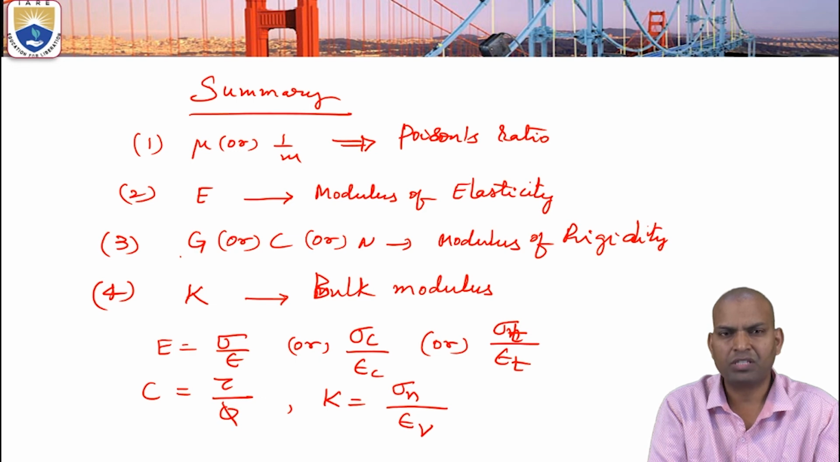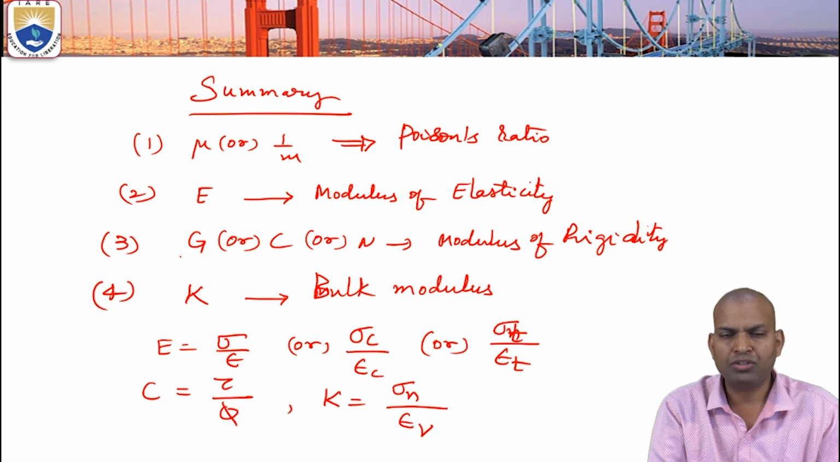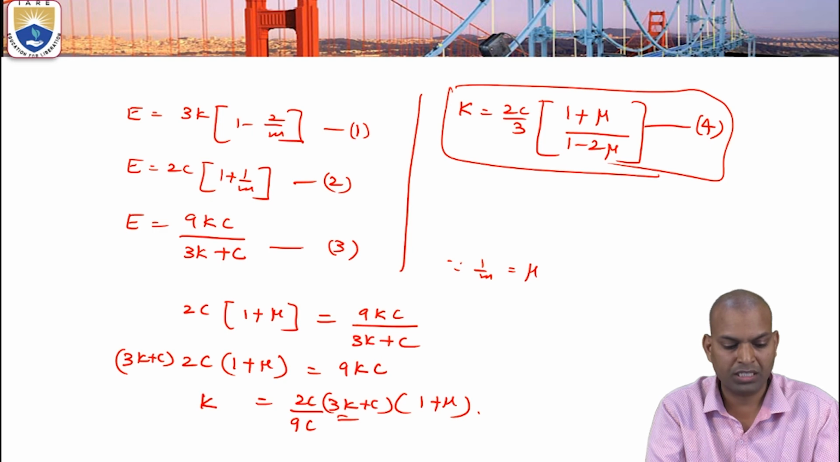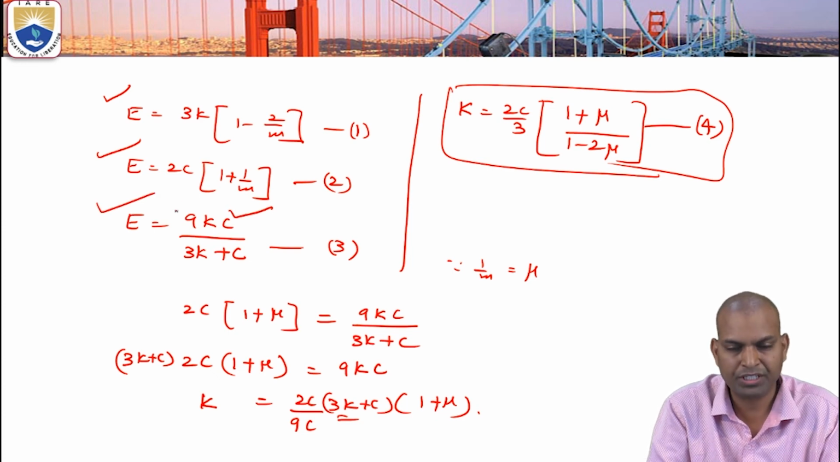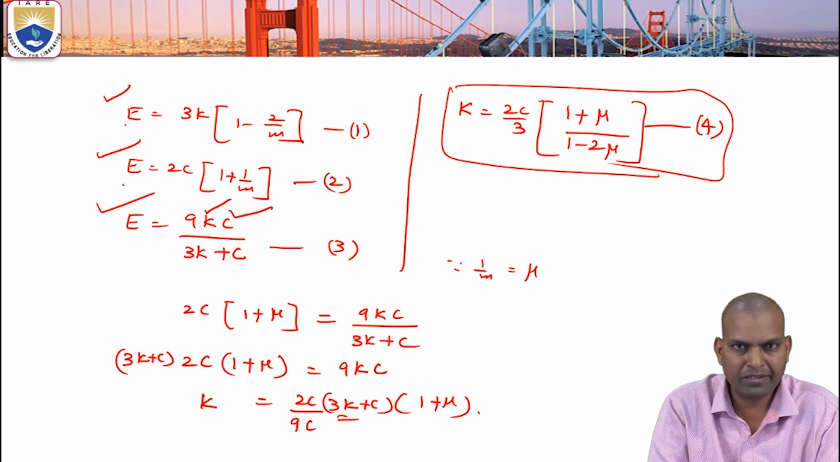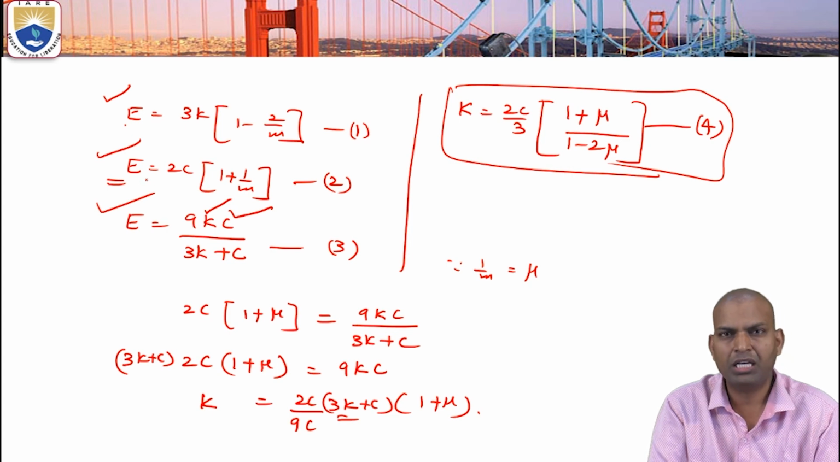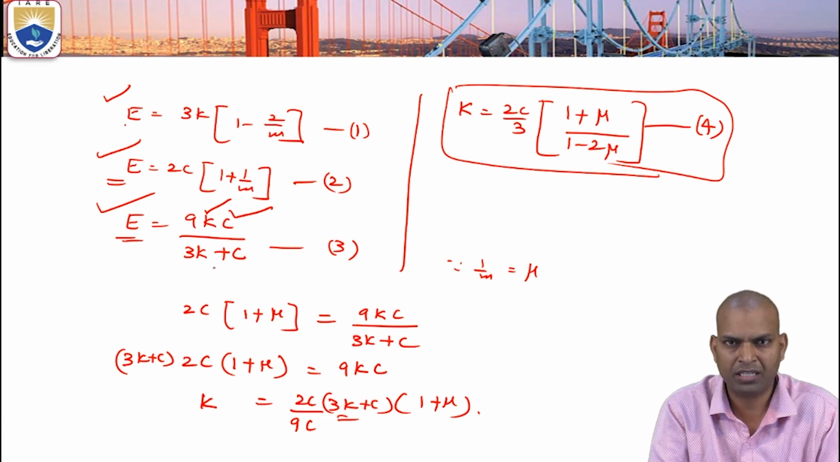So in this class we have studied the relationship between E and C, modulus of elasticity and modulus of rigidity, and also modulus of elasticity and bulk modulus, and also the relationship between modulus of elasticity, modulus of rigidity and bulk modulus. The relation between modulus of elasticity and bulk modulus is E equal to 3K times 1 minus 2 by m. The relation between modulus of elasticity and modulus of rigidity is E equal to 2C times 1 plus 1 by m. The relationship between modulus of elasticity, bulk modulus and modulus of rigidity is E equal to 9KC by 3K plus C.